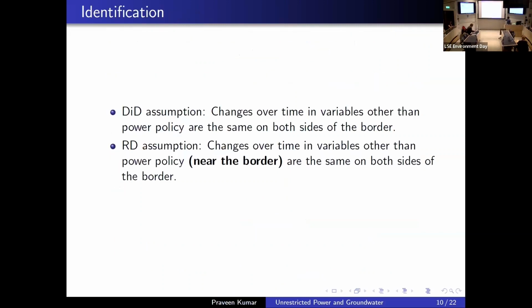So this is the DID assumption. Our DID assumption is that changes over time in variables other than this power policy are the same on both sides of the border. Similarly, we use a regression discontinuity assumption. This is a slightly weaker assumption, as we say that changes over time in variables other than the power policy near the border are the same on both sides of the border.